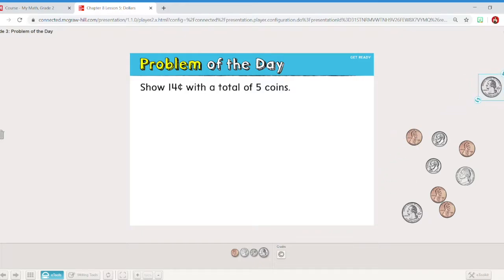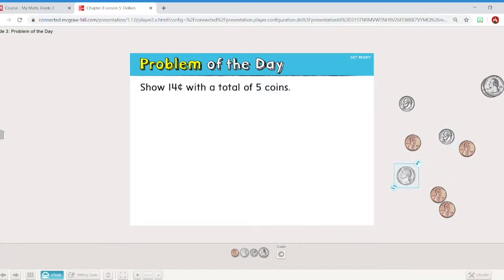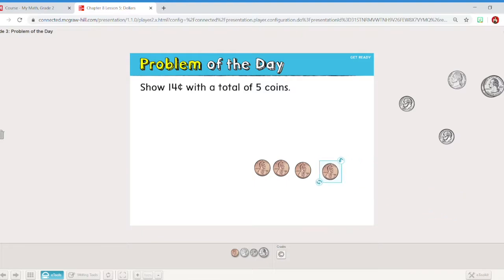Well, let's see. I know 14 cents is smaller than 25, so we don't need quarters at all. I can get rid of those. And I want to use 5 coins. I don't have a coin that will give me 4 cents, and 5 is too big for that, so I might put that aside. And I might just count pennies. I'm going to put 4 pennies up and start with that, because now I have 4 cents.